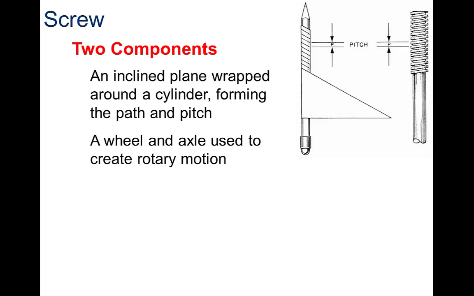You've heard on Big Bang Theory, an inclined plane helically wrapped around a center axis. And I think Sheldon actually talks about that one. But a screw has two components. It's really an inclined plane wrapped around a cylinder, and then we use a wheel and axle to create that rotary motion. A screw is one of the simple machines that converts rotary motion into linear travel. Think about that. As we turn this, it actually moves the screw linearly. So we create rotary motion, and the screw moves linearly.